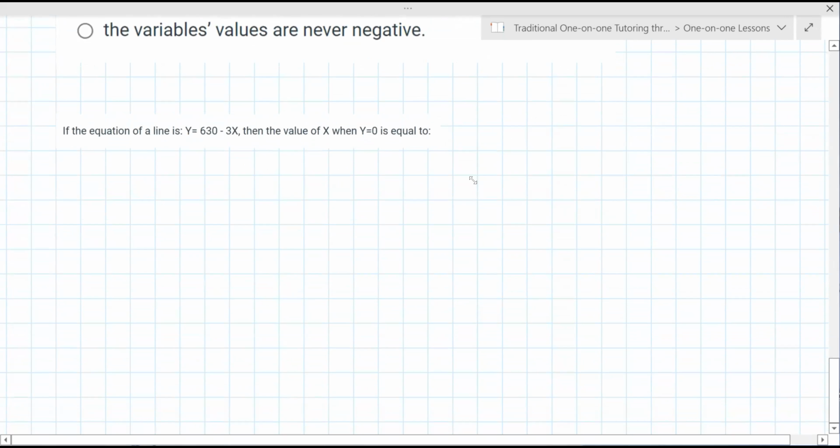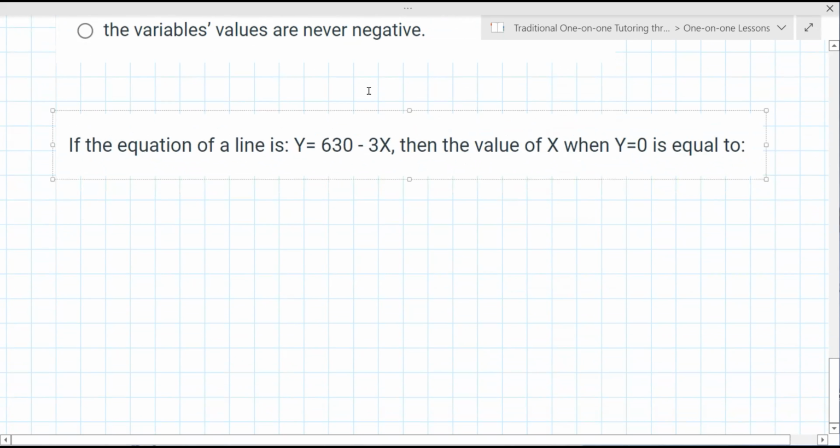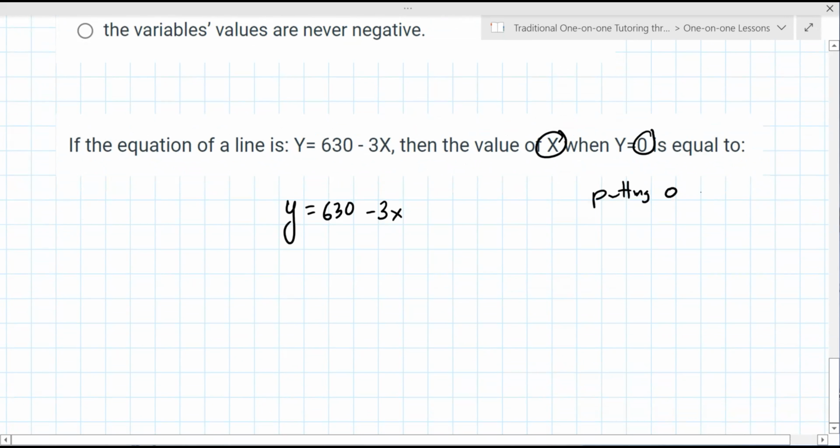Okay, let's look at number 12 here. It says if the equation of the line is y equals 630 minus 3x, then find the value of x when y is 0. So you're putting 0 in for y. Sorry, I'm really off my game today. You have to know which one it is, 0 in for y or 0 in for x. It tells you y equals 0. So you are now solving for x.